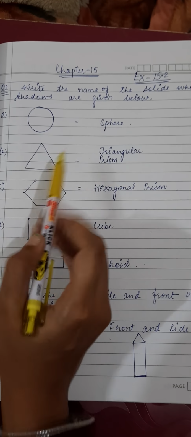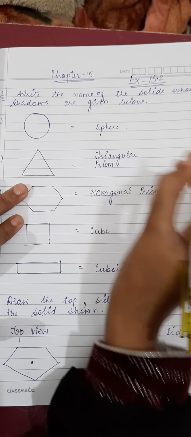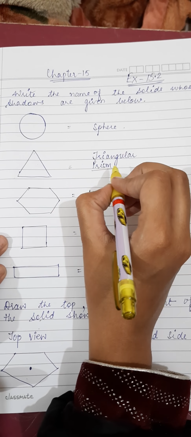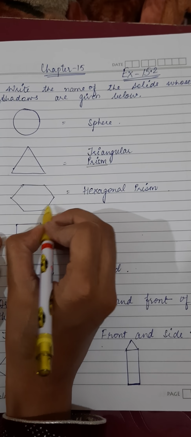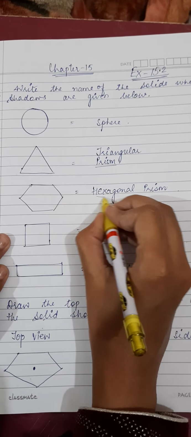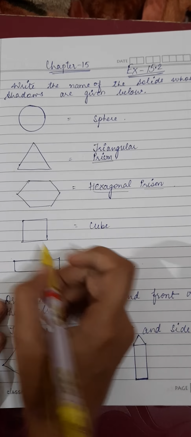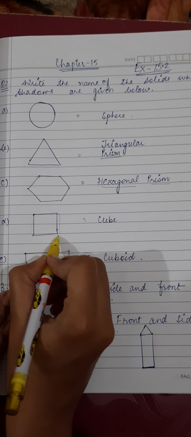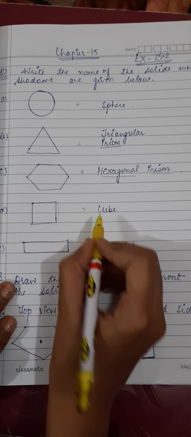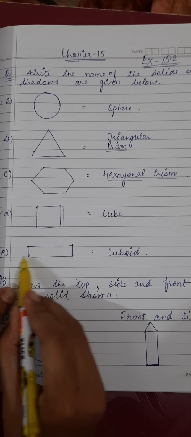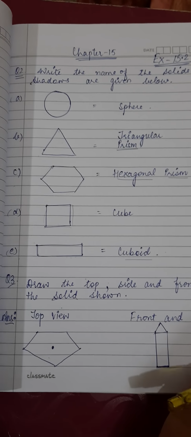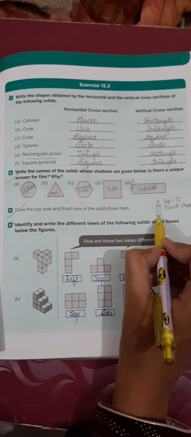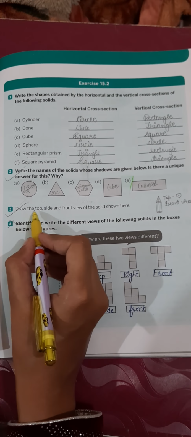Second one is this cone, this triangle. This is going to be a triangular prism. The 3D shape you have to write here. These are the 6 shapes. These are the 6 lines. So this is going to be a hexagonal prism. Square. What will be the 3D shape of the square? Cube. Rectangle. What will be the 3D of rectangle? Cuboid.